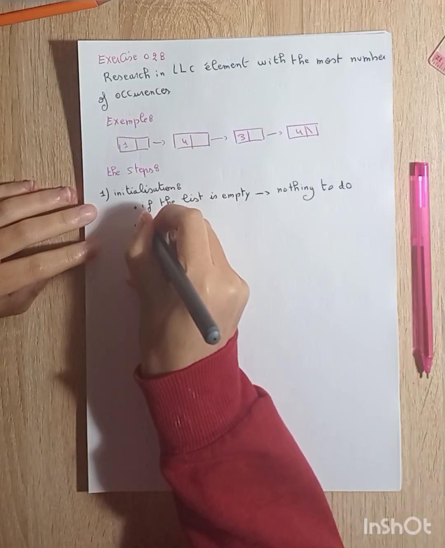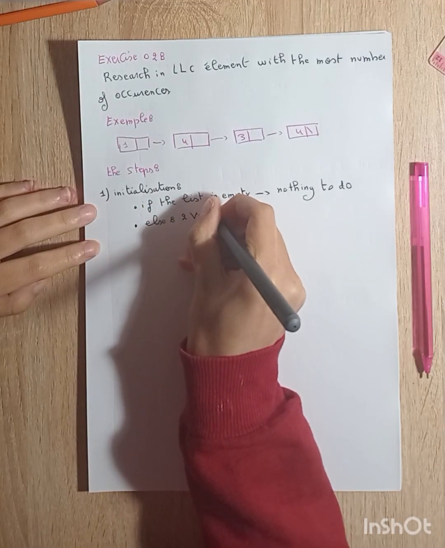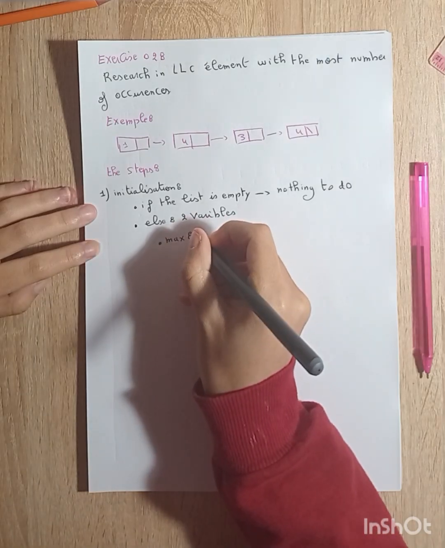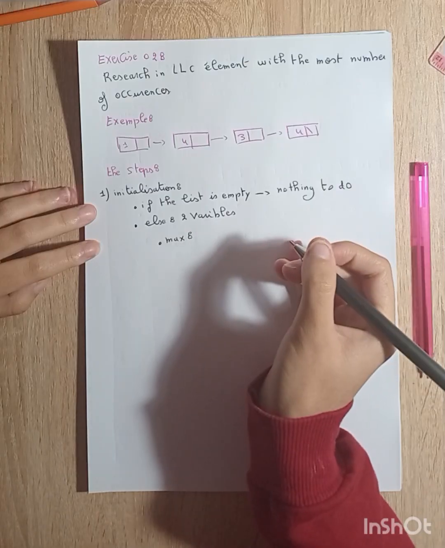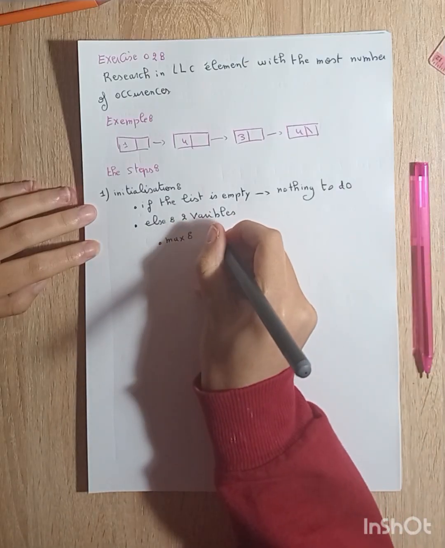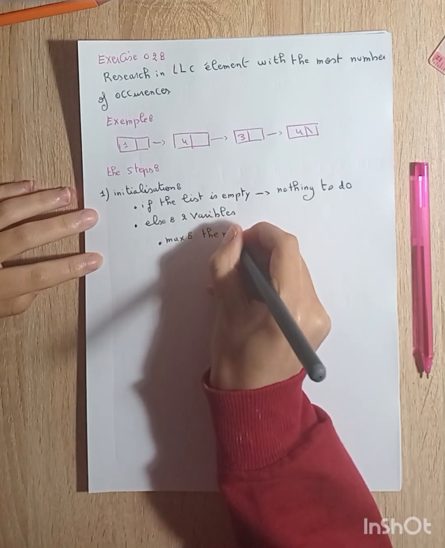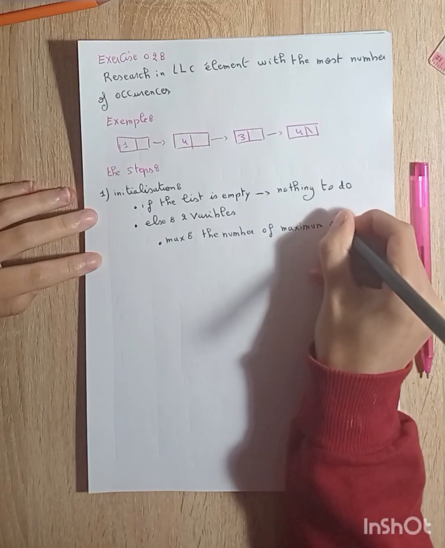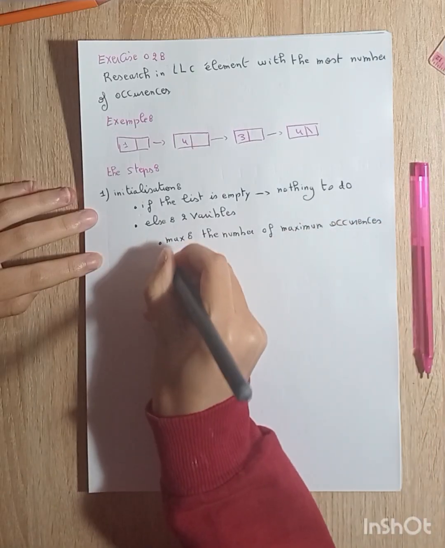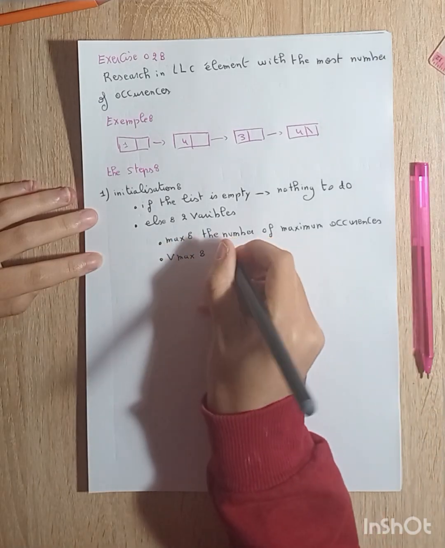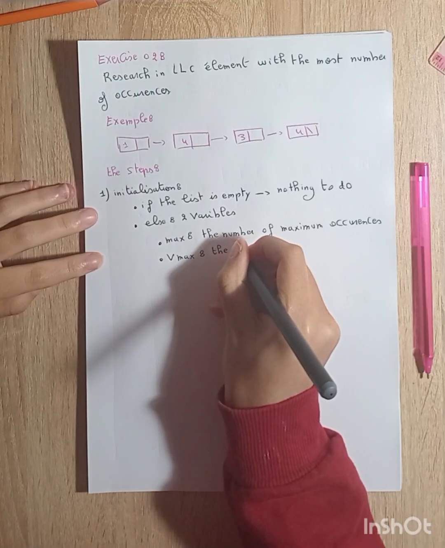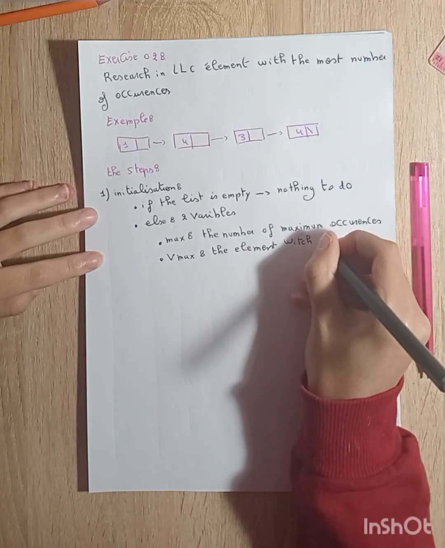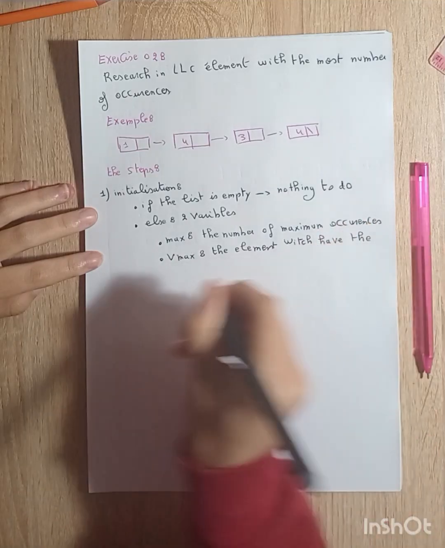Otherwise, we have two variables. We have max, which registers the maximum number of occurrences we have found, while Vmax is the value, the element, which has the maximum occurrence.